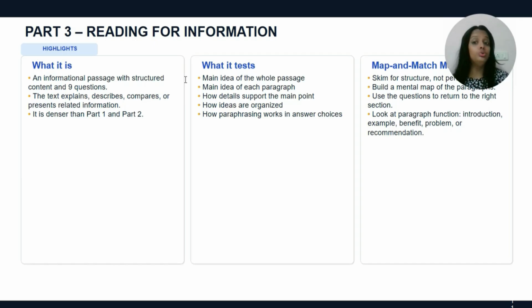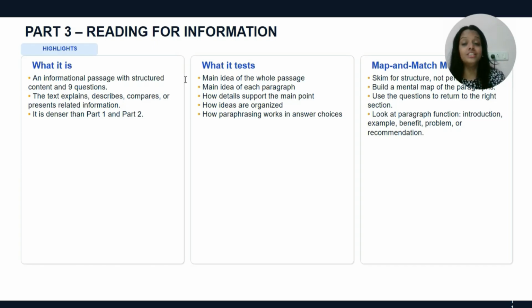In this part, you usually get an informational passage. That means the text is not really an email like part 1 and is not a pure opinion battle like part 4. Instead, it is usually explaining something, describing something, comparing some information, or presenting several pieces of related information in a very structured way.